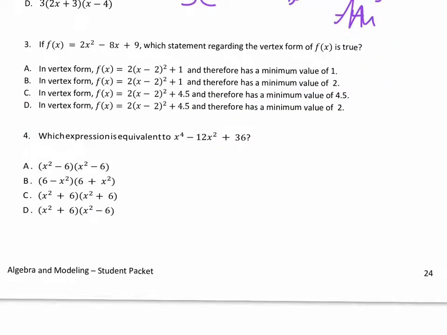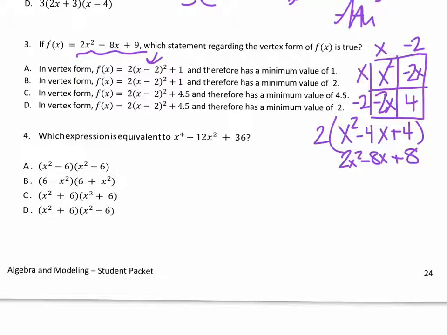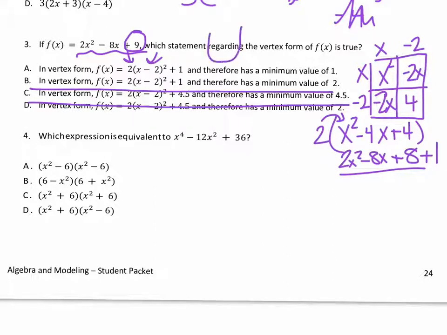Okay, for the next one, we would look at this equation factored out. I went ahead and did the box method for you, and then I multiplied by 2, because notice that the 2 is there. I take a look and see that compared with the original, I need one more. So I have to add 1 to the original problem. So C is not an option, D is not an option, and since it is a positive, you're going to find out you have a minimum of 1.